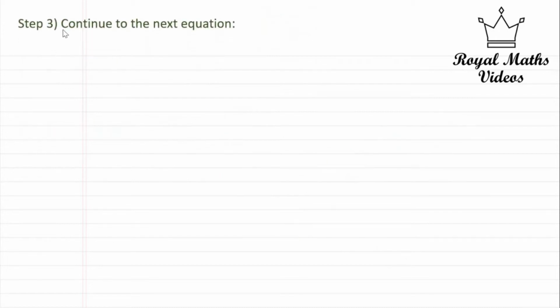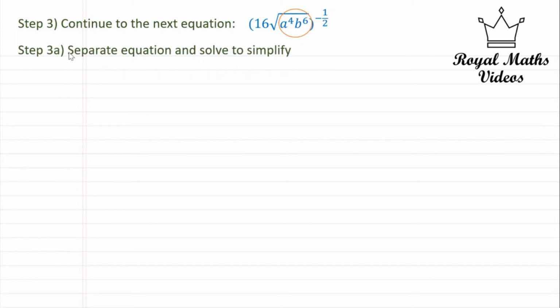Now step 3 would be to continue to the next equation. So bracket 16 times the square root of a to the power of 4 times b to the power of 6, all to the power of minus 1 over 2. So step 3a would be to separate the equation and simplify. So the square root of a to the power of 4 times b to the power of 6 becomes, as you say, 4 divided by 2 becomes 2, and then 6 divided by 2 becomes 3. So a squared and b cubed.